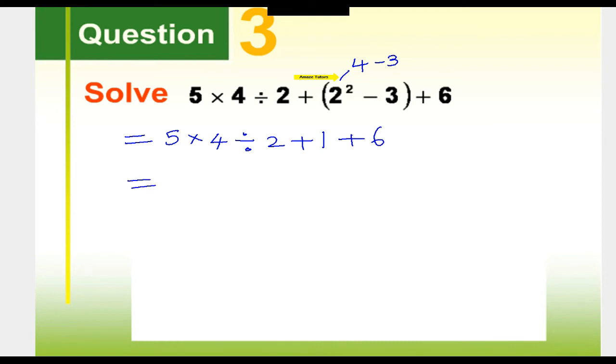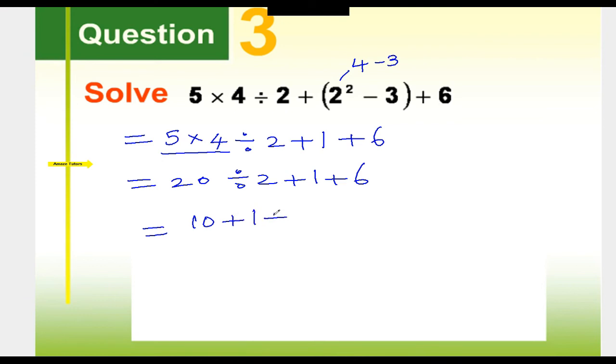Now we will have to do multiplication next because PEMDAS. Multiplication, and also by the rule left to right we have to do the multiplication. 5 4s are 20, divided by 2 plus 1 plus 6. Now division next. Before addition, 20 divided by 2, 10, plus 1 plus 6.